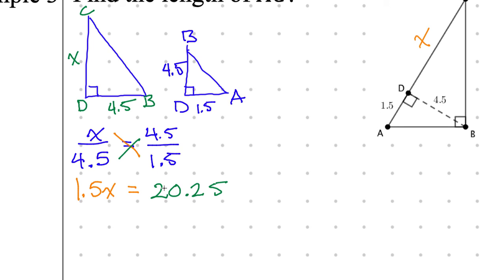Who's got some easy way to get in here? I want to call on more people that don't normally talk. Jessica. 1.5. Someone with a calculator, help Jessica out. What is both sides divided by 1.5? On the left-hand side, Jessica, tell us you're going to have what on the left-hand side of the equal sign? After I divide both sides by 1.5, what is the left-hand side now? X. Perfect.